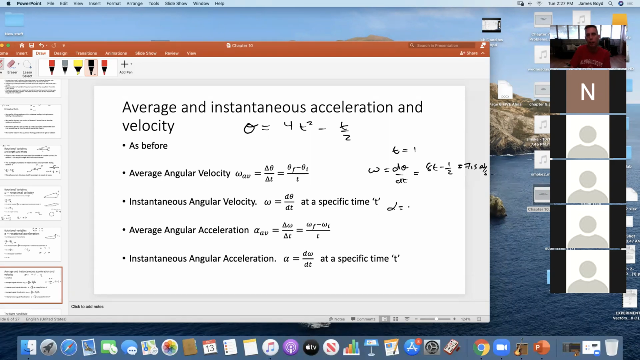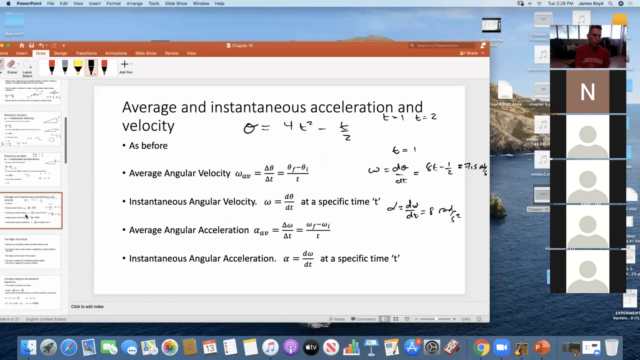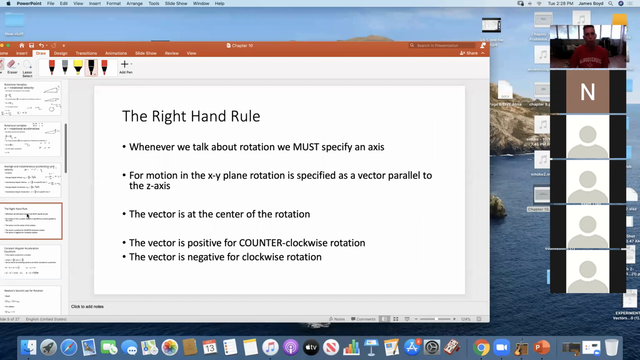And alpha at that same time would be d theta dt, which would be 8 rad per second squared. Okay, you could find, and I'm not going to because it's a waste of our time, an average by plugging in for, say, t is equal to 1 and t is equal to 2, plugging in numbers and finding them and then finding their average. I don't want to do that today. We have much more important things to talk about.